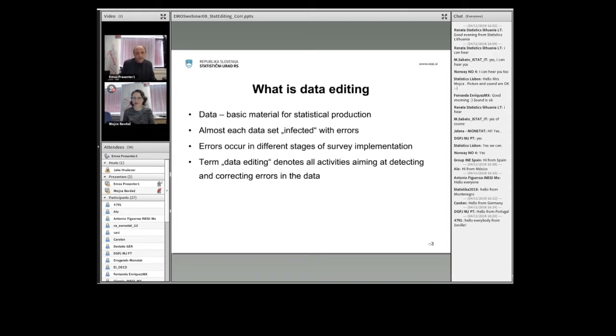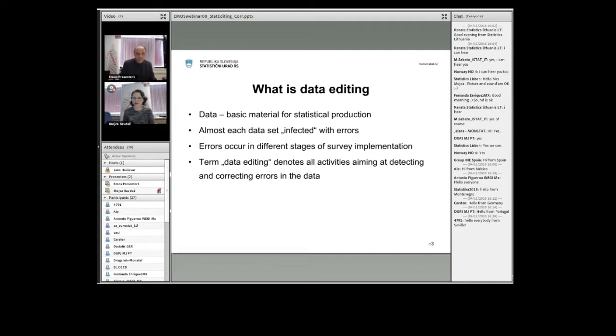So let us begin with the basic question. What in fact is data editing? We know that data is the basic material for all statisticians. So for us that are working in official statistics, data is the basic material for our production. And we all know that almost each data set that we are working on is somehow infected with errors.